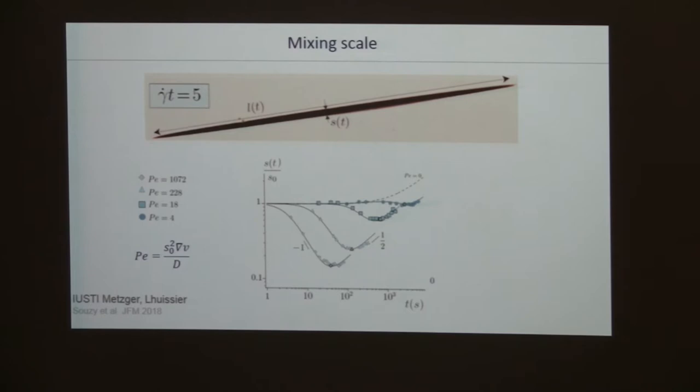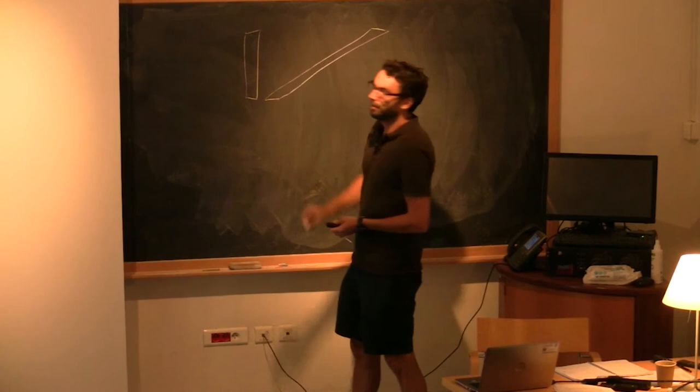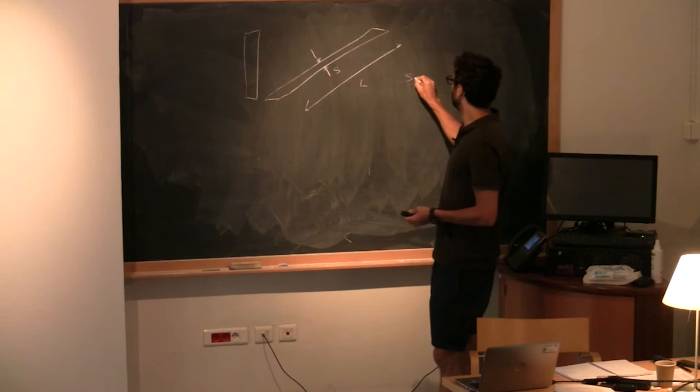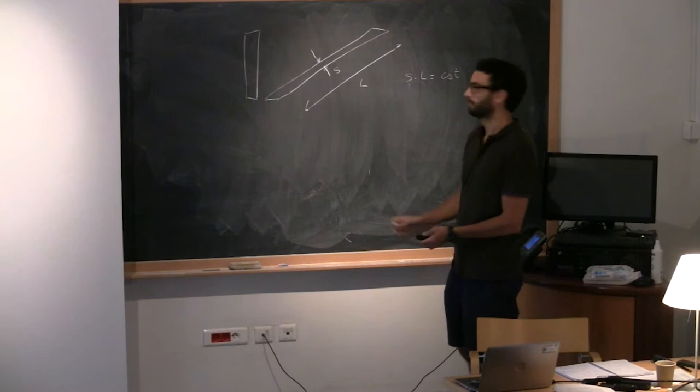Like, can I have the light? So we have here an object here that is sheared. And because it's an incompressible fluid, the width here times the length is a constant. So S times the length is a constant. And L is increasing by shear. So then the width has to decrease because that's an incompressible fluid. So we have S is just 1 over the length.